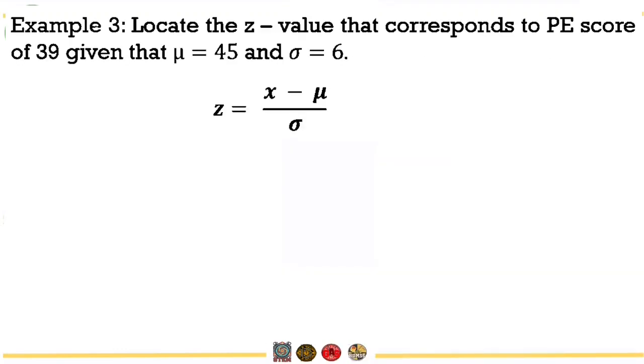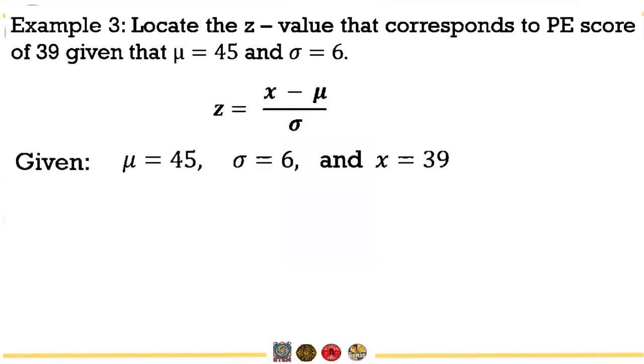Okay, clear? Okay, so another example. Locate the z value that corresponds to a raw score of 39, given that mu, or the mean, is 45 and the standard deviation is 6. If you will inspect, 39 is below 45, so we will expect a negative z value, correct? So 39 minus 45, negative 6, divided by 6, so it's negative 1. So the z value is negative 1.